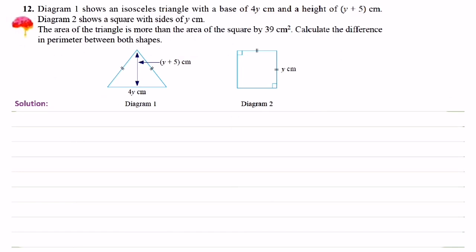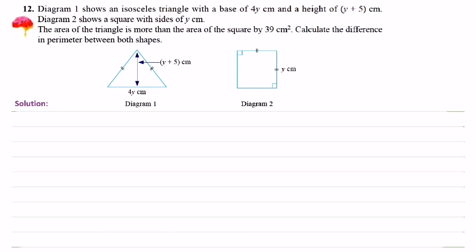Question number 12. Diagram 1 shows an isosceles triangle with a base of 4y cm and a height of y plus 5 cm. Diagram 2 shows a square with size of y cm. The area of triangle is more than the area of square by 39 cm square. Calculate the difference in perimeter between both shapes.